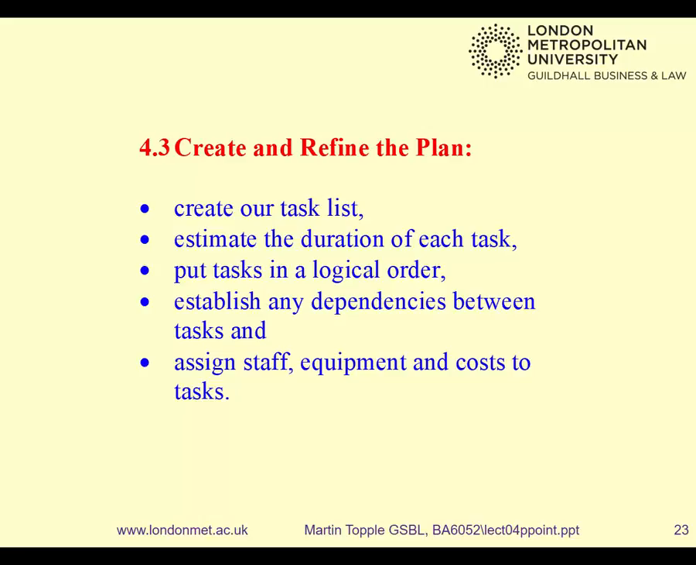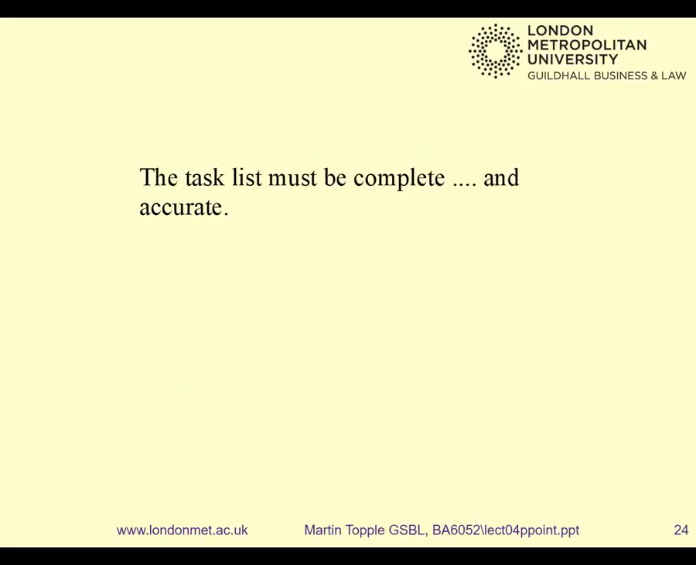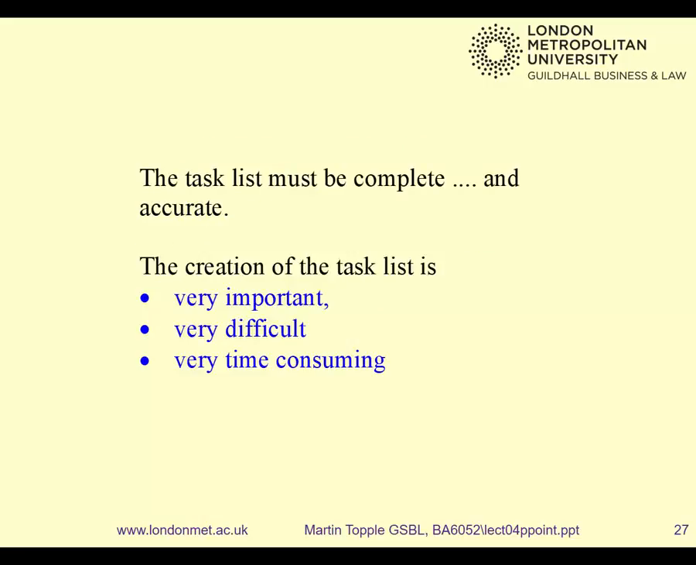Is that easy to do all of that? Think of that nuclear power station, 1.5 million tasks. Ouch. Find them all and then work out all those different things about those tasks. Pretty hard. So actually, it's very important, very difficult and very time consuming to get that task list assembled.